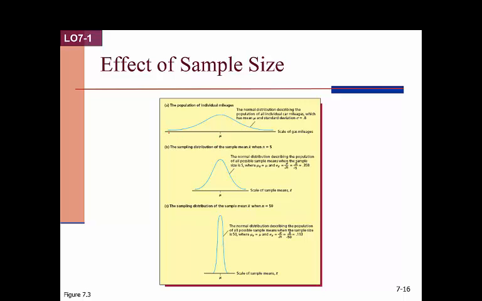So what does this mean in terms of pictures? When you're looking at, let's say, the population of individual gas mileages, it has a certain mu and it has, let's say, a standard deviation of 0.8. This is what the distribution looks like.